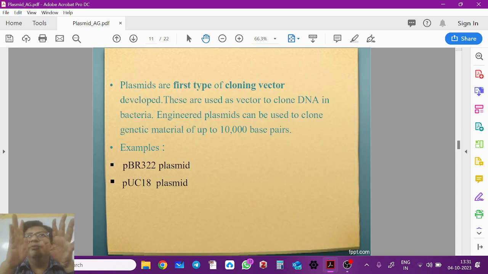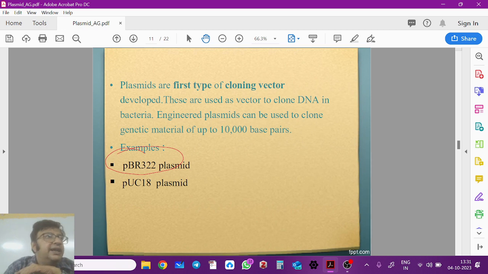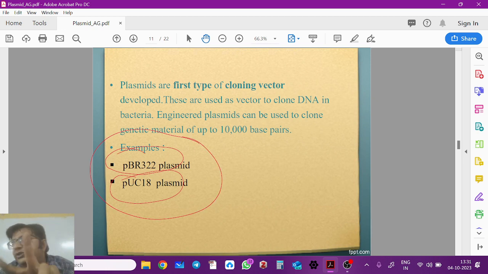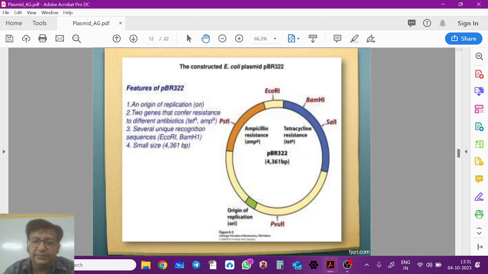The two most important molecular biology cloning vectors in your syllabus are the pBR322 plasmid and the pUC18 plasmid. There are hundreds and thousands of varieties of plasmids, but these are the two most important ones you need to study. Next slide, we are talking about pBR322.